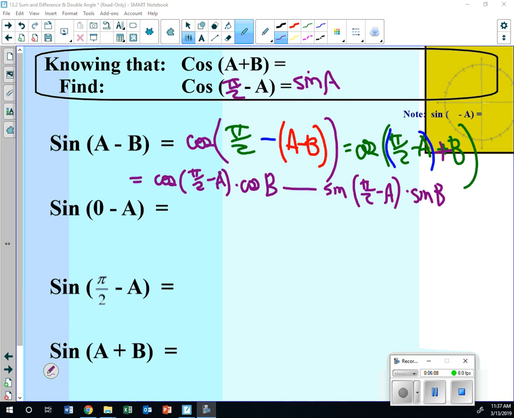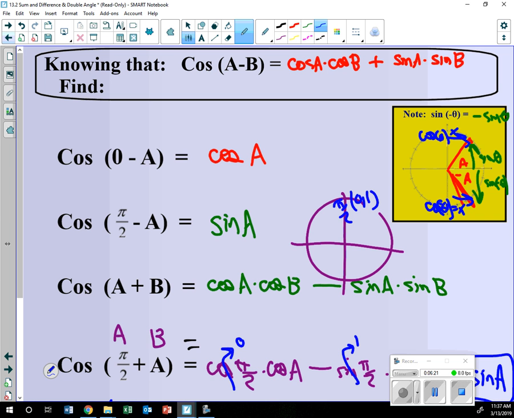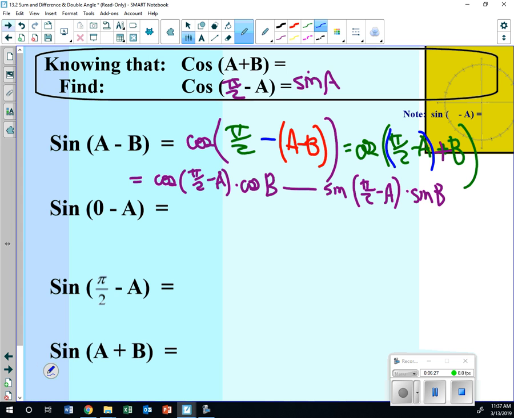So Sandler, what's the cosine of pi over 2 minus a? What is that? Not sure. Oh, yes you do. Cosine of pi over 2 minus a. We just did it right here. Cosine of pi over 2 minus a was the same as sine of a. There you go. So this is going to be the sine of a times the cosine of b. We're going to keep this minus sign here.